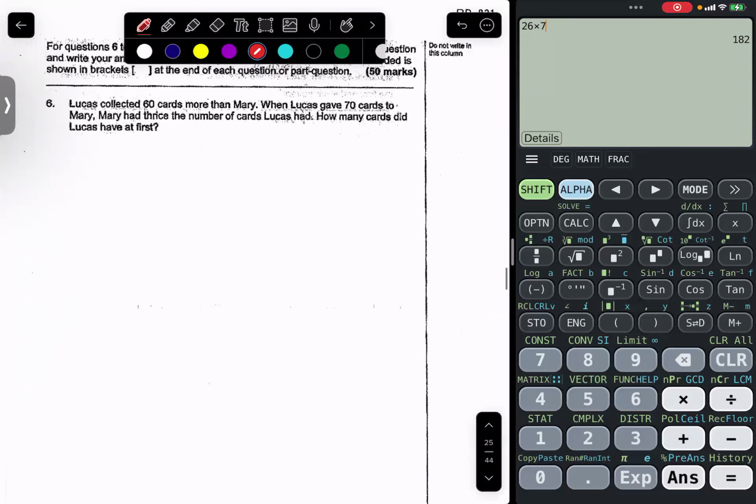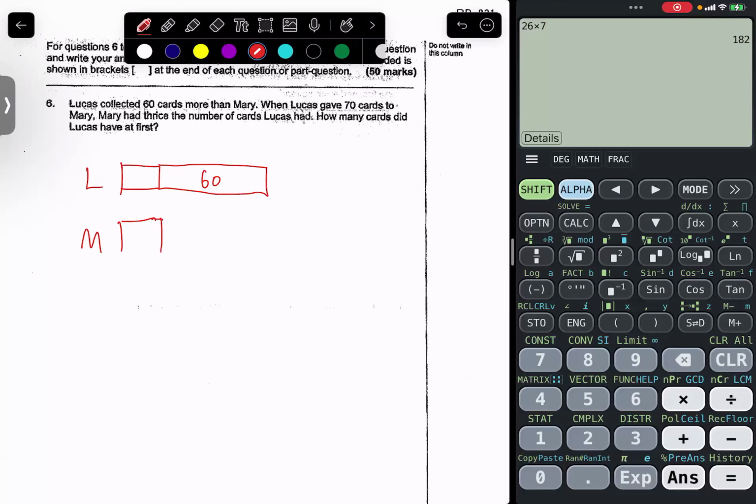Question 6. Lucas collected 60 cards more than Mary. When Lucas gives 70 cards to Mary, Mary has twice the number of cards Lucas had. How many cards did Lucas have at first? Now this kind of question is a bit confusing. So this one, you definitely have to draw a model to answer this. Lucas, Mary. Now we know that Lucas has 60 more than Mary at first.